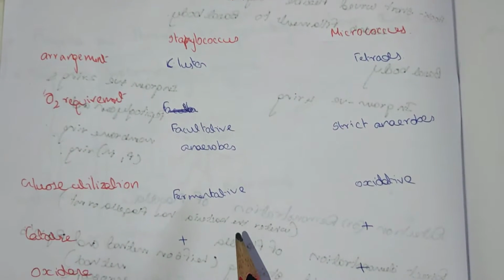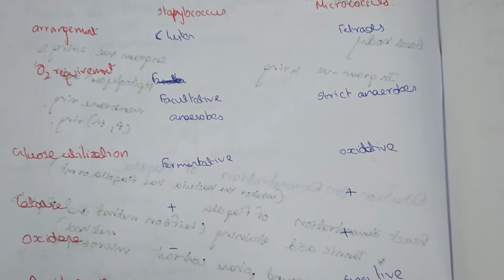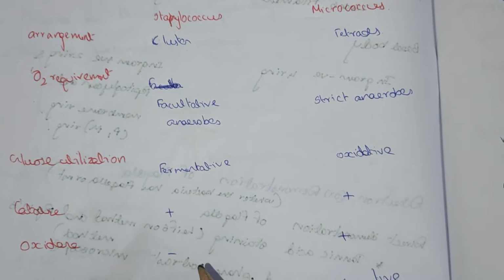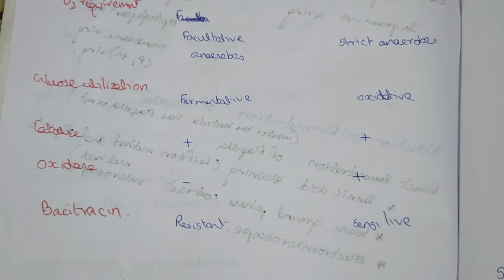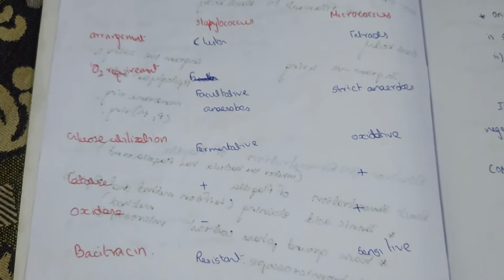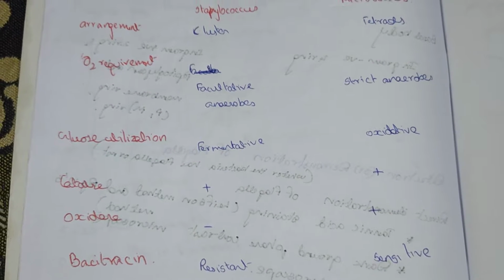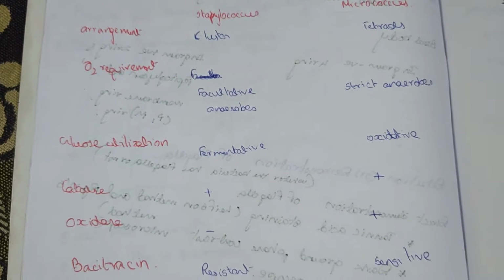Catalase is positive for Staphylococcus as well as Micrococcus. Oxidase is negative for Staphylococcus, but the oxidase test is positive for Micrococcus. Staphylococcus is resistant to bacitracin and Micrococcus is sensitive. Now we will see about the general characteristics of the Staphylococcus.